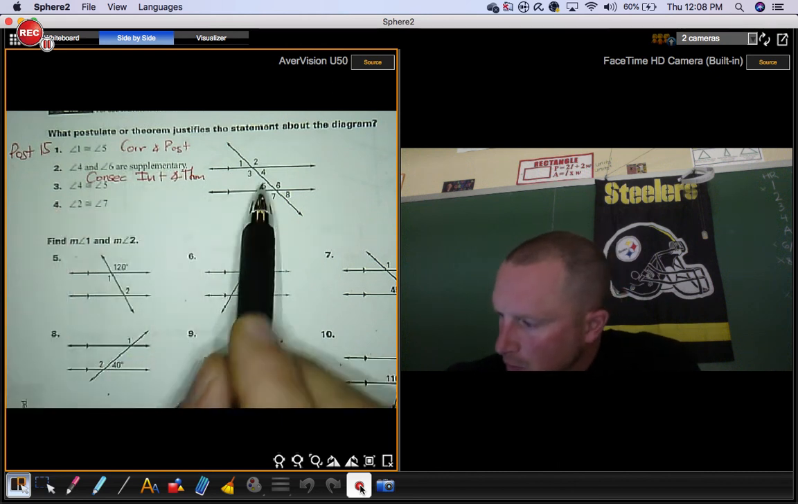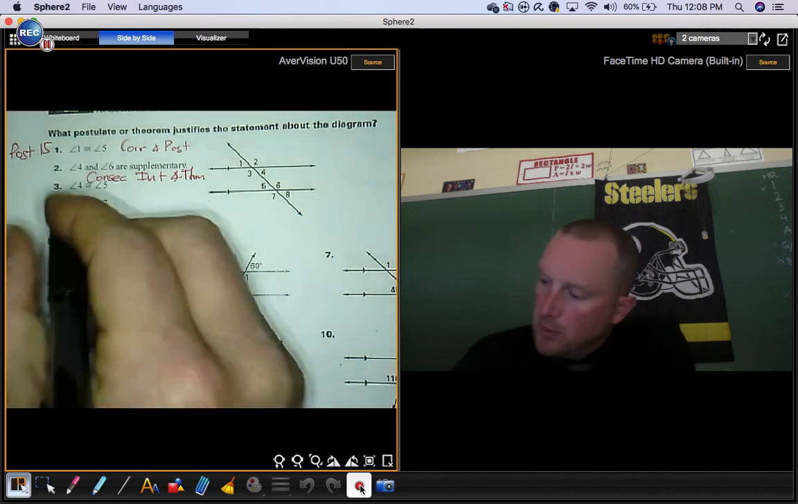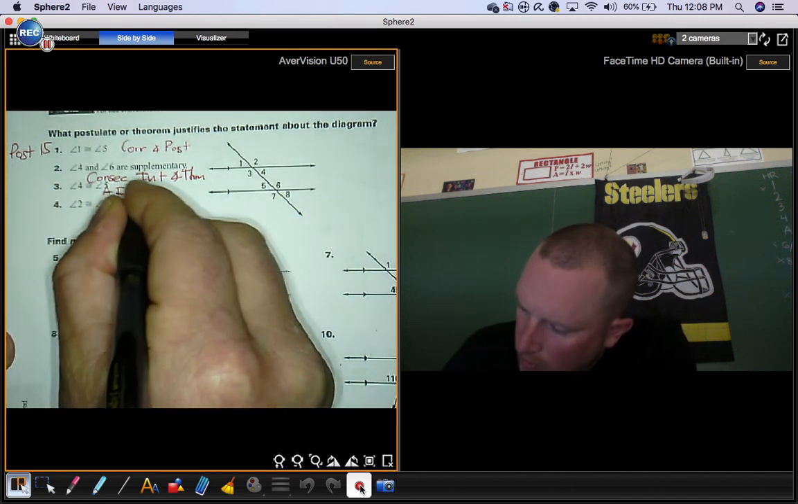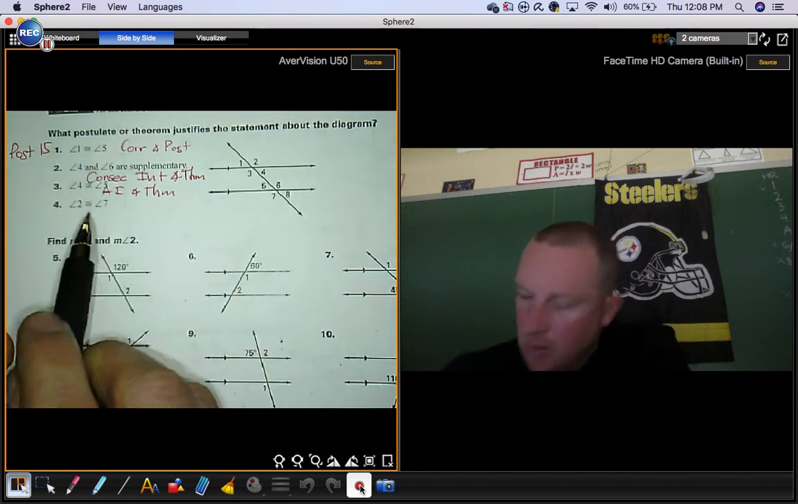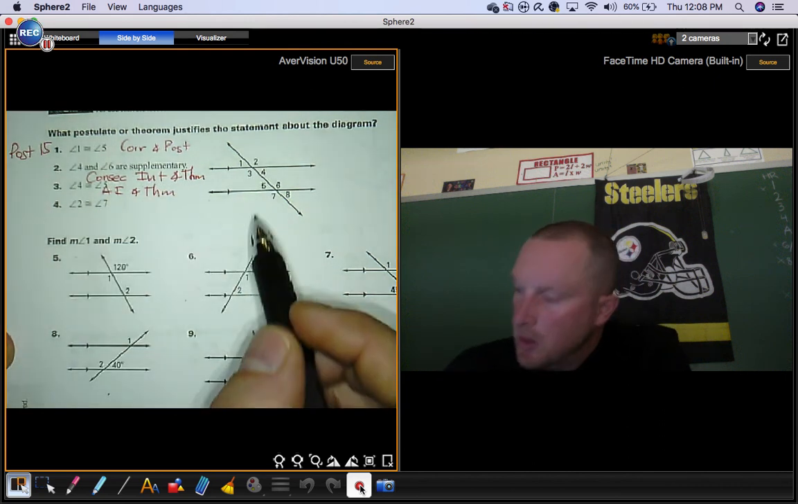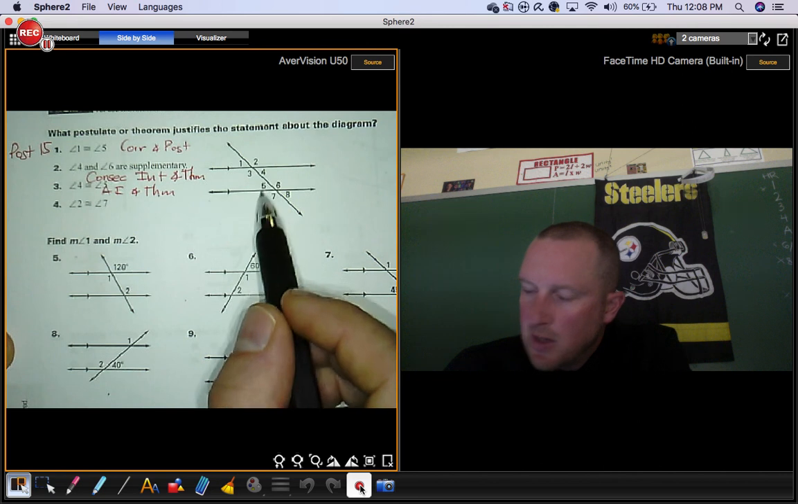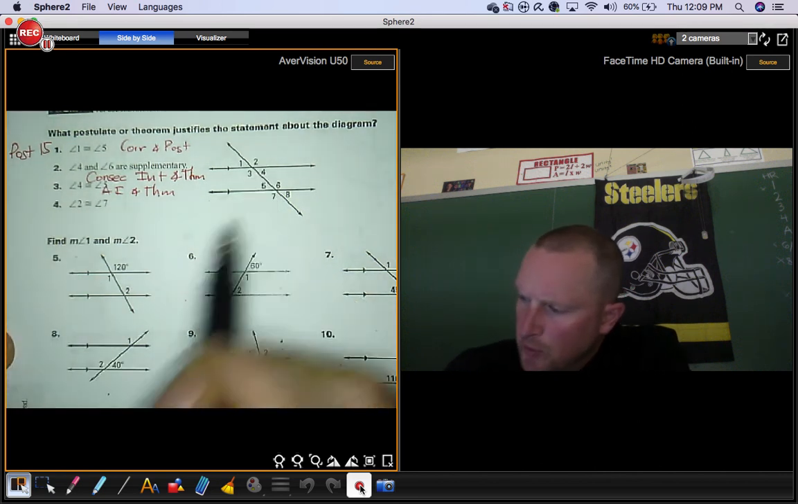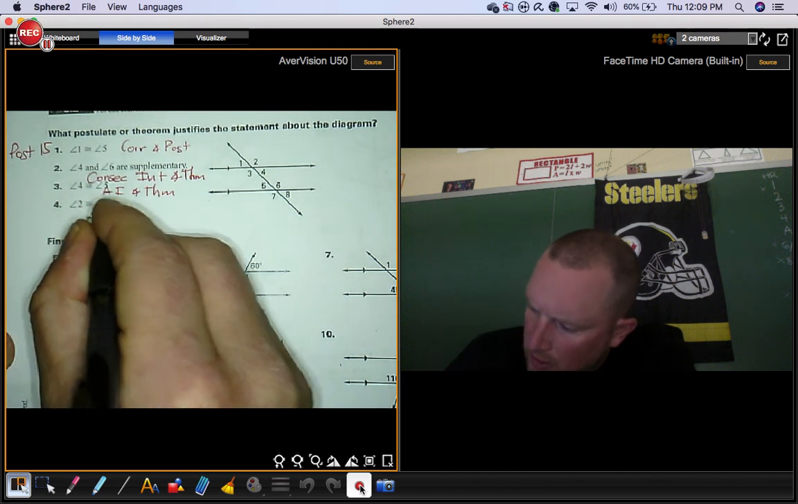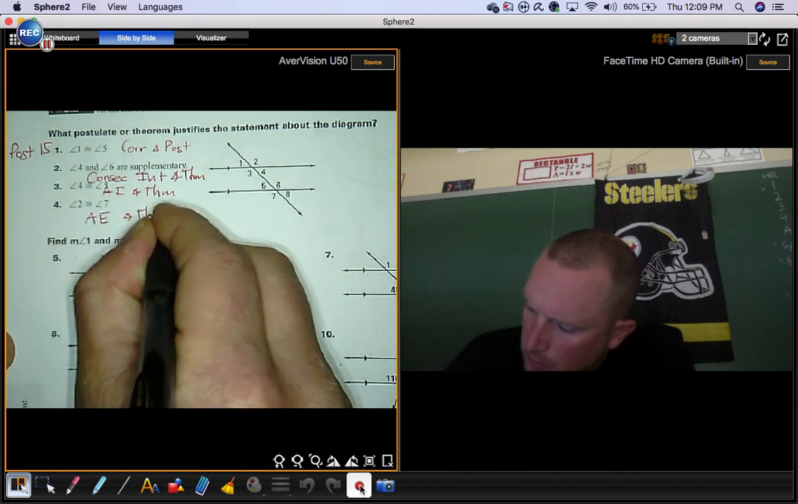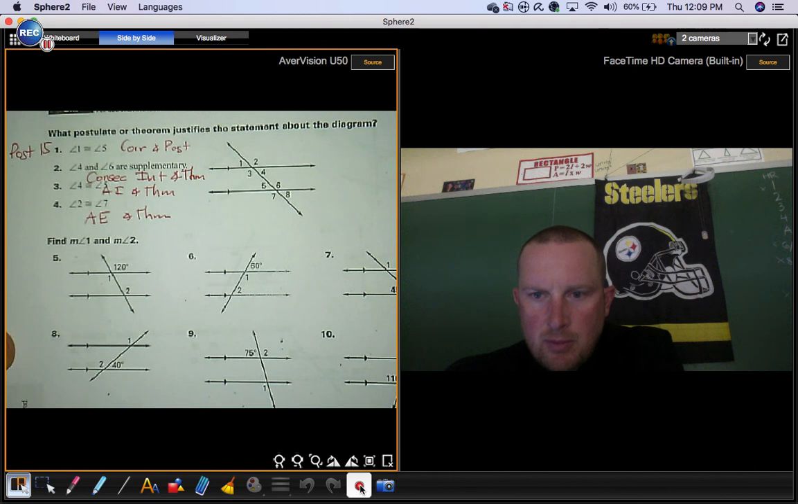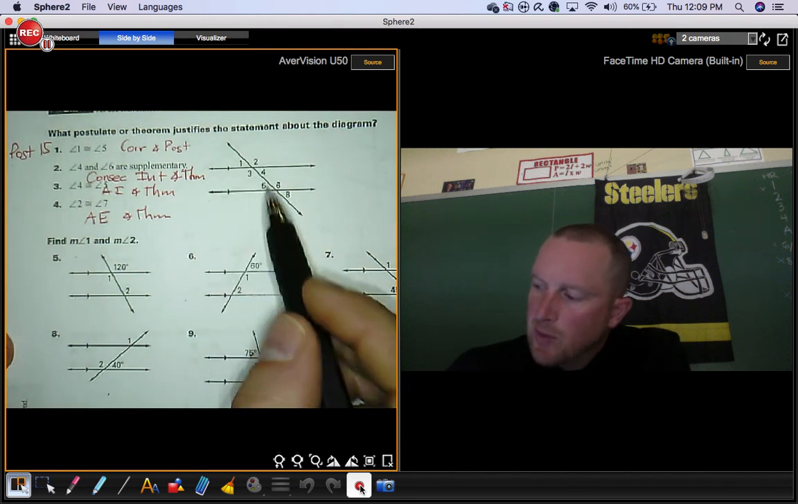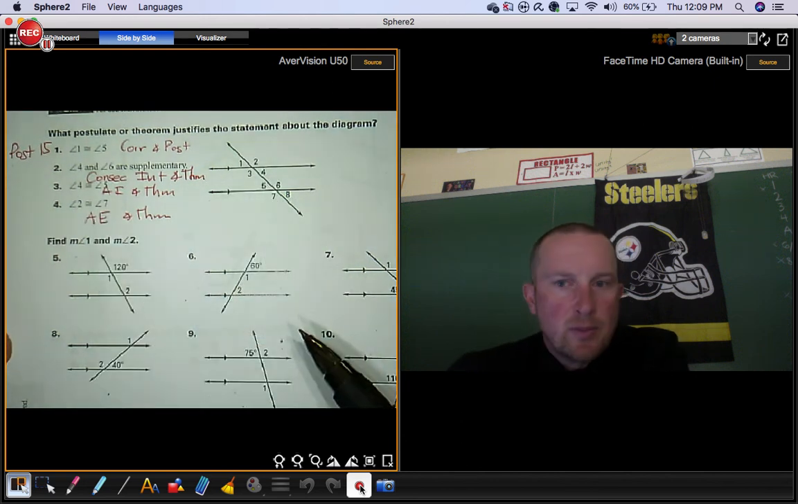Number 3, angle 4 and angle 5 are congruent. That's the alternate interior angle theorem. I'm using an abbreviation, alternate interior. These are alternate interior angles, so when the lines are parallel, those angles are congruent. Number 4, angle 2 and angle 7. That's the alternate exterior angle theorem. Those are alternate exterior angles, so when the lines are parallel, those angles are congruent.